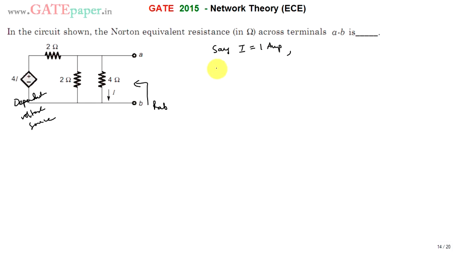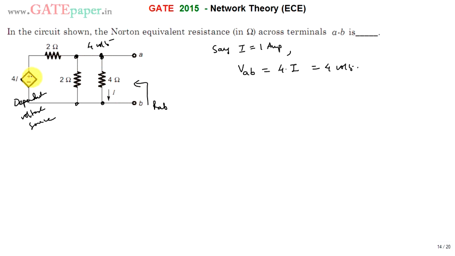Whenever I is equal to 1 ampere, VAB is equal to 4 times I. That is VAB, the voltage drop across these two terminals, 4 ohms into I. So 4 into I is nothing but 4 volts. The same 4 volts is available over here. This node is at 4, and this node is at 4.